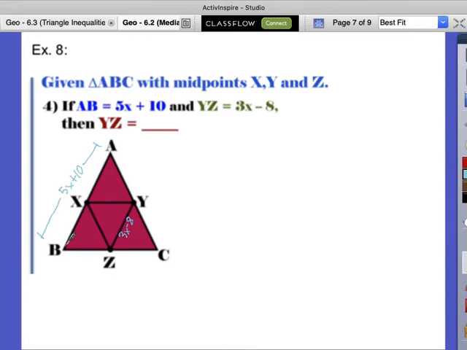It's half, right? So how can we make an equation so we can solve for x? Together, you do 5x plus 10 equals 3x minus 8.